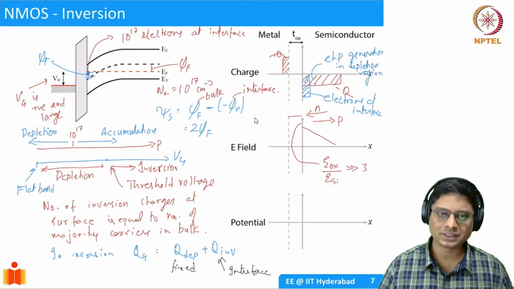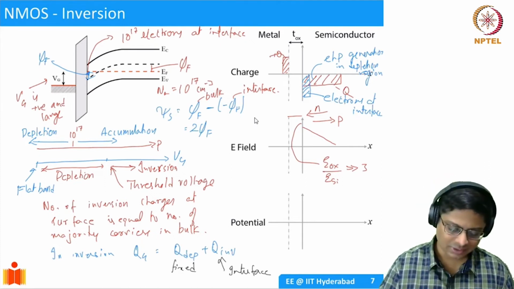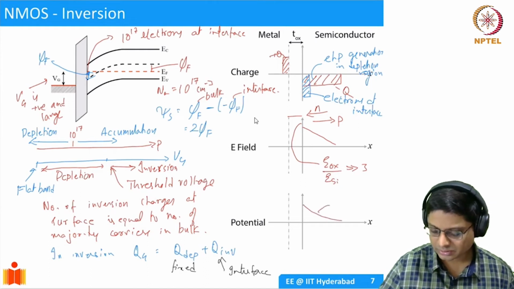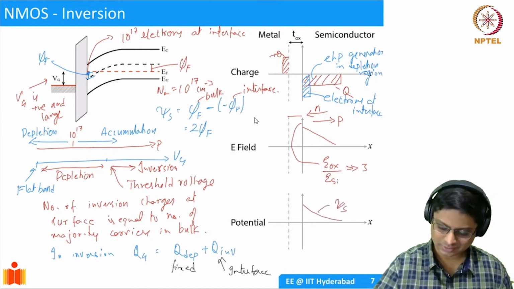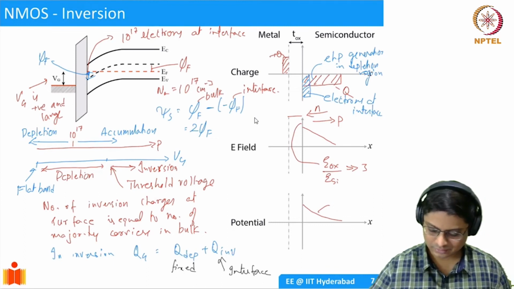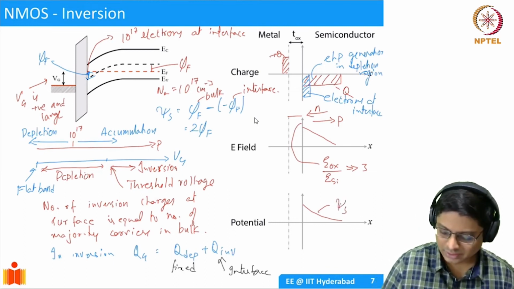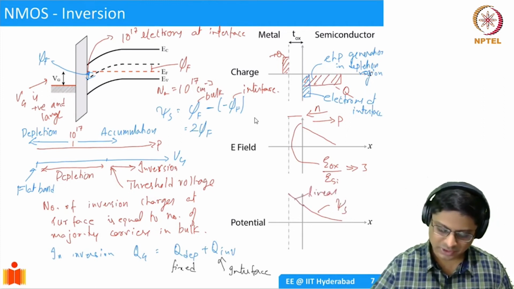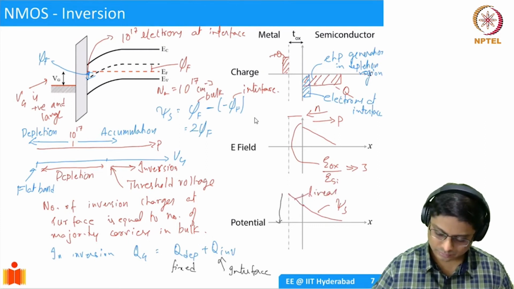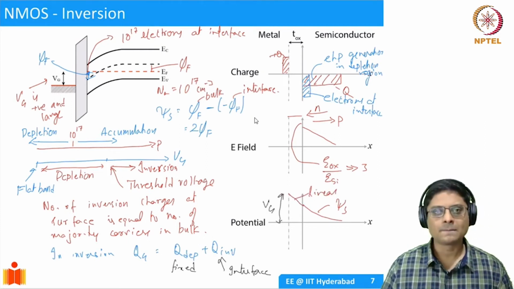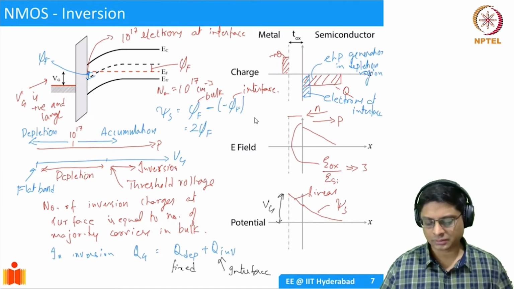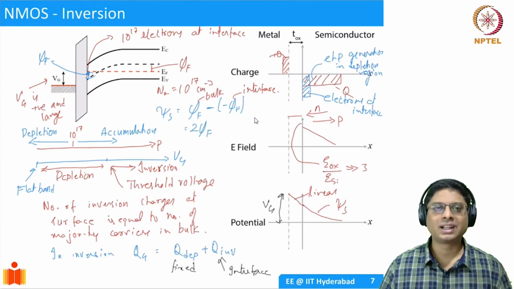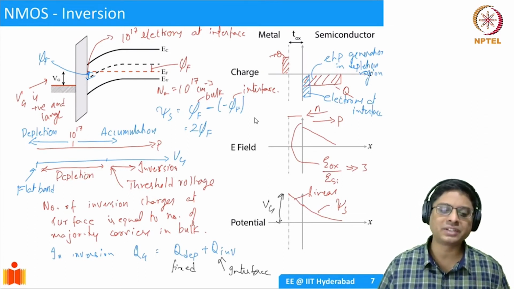How will the potential look? If you are right at inversion, the potential is going to be simply again the same quadratic behavior. This is psi s. And then there is a linear variation here. And the total is my Vg. Okay. So the voltage still always falls across the oxide and the semiconductor. So this will help us derive the relation between the gate voltage and psi s.